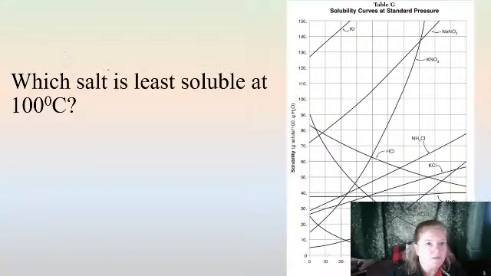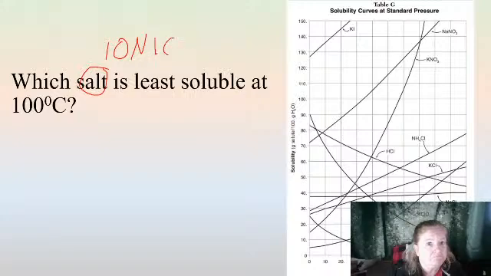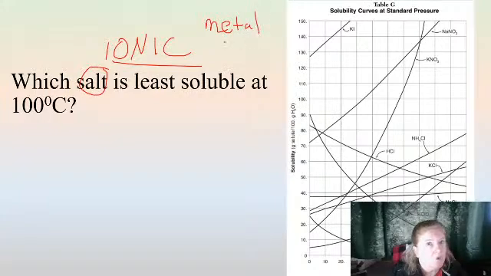Why? Because salt means ionic, which means it's a metal and a non-metal. Covalent, right, would be two nonmetals. Okay, good. I'm glad it helped. So when it says which salt is least soluble at 100 degrees Celsius, I don't want to just look at the first thing, although that might be the answer. I need to just double check and make sure, is it a salt?